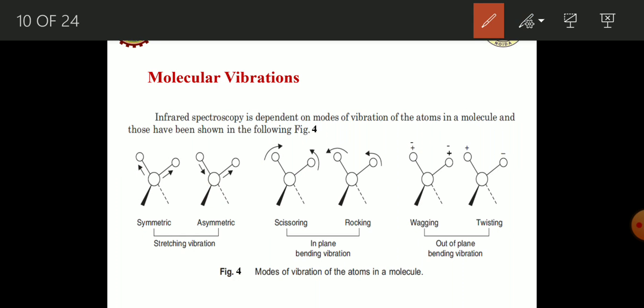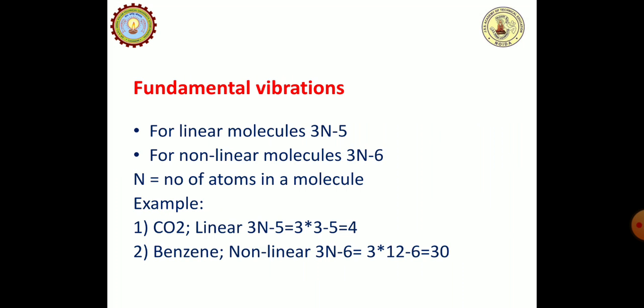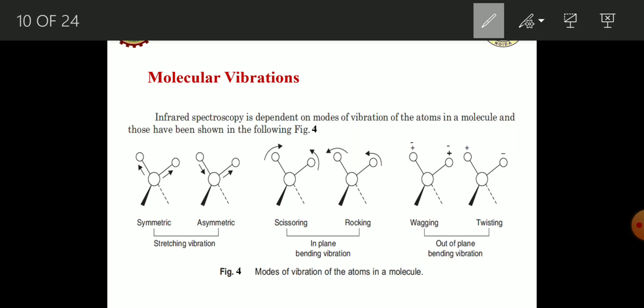The second one is bending vibration. In bending vibration, there are two types: in-plane bending vibration and out-of-plane bending vibration. Bending vibration is a type of vibration in which there is a change in bond angle, but no change in the bond length between the atoms in a molecule. In-plane bending vibration has two types: scissoring and rocking.